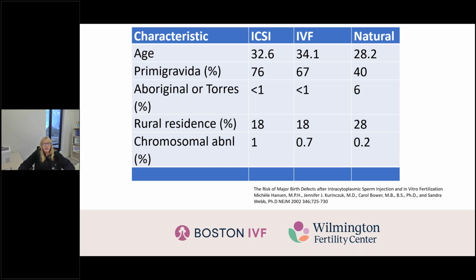There were differences in the gravity, and whether they were in rural or inner city areas. Most of the patients who did IVF and ICSI were inner city patients versus the natural conception group, who were more rural, and they didn't look at whether or not there was a difference in reporting of birth defects. And again, there was also a higher rate of chromosomal abnormalities in patients who did IVF and ICSI.